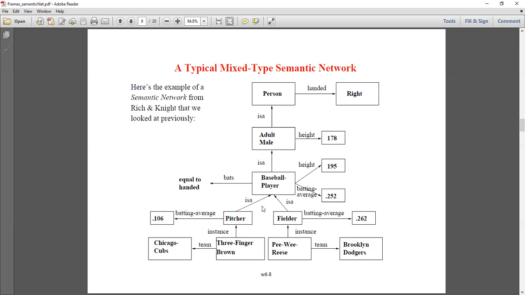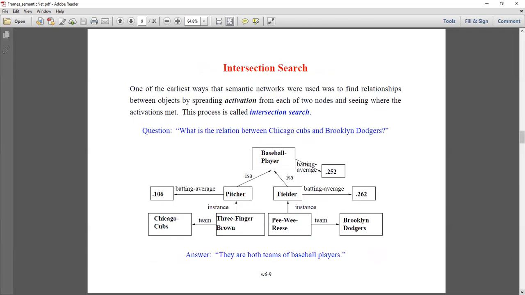This is something we had discussed earlier when we were discussing knowledge bases in detail. For the baseball player, it is Three Finger Brown. The team is Chicago Cubs. Another team is Brooklyn Dodger. PV is an instance of fielder, and fielder is a baseball player. You can see that every block represents either an entity or an attribute value, like 178, 194, or right. And on the arrow, what you have are called attributes. This is also one example of a semantic net.